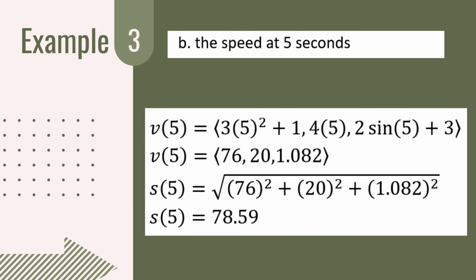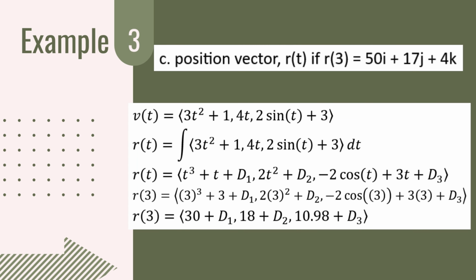So for the next, the speed at 5 seconds. We have to substitute 5 into each t in the velocity vector, and we will get 76, 20, and 1.0x2. To find the speed, we have to find the magnitude of the velocity vector. To do this, we square each number in the velocity vector and then square root the sum. The final answer will be 78.59.